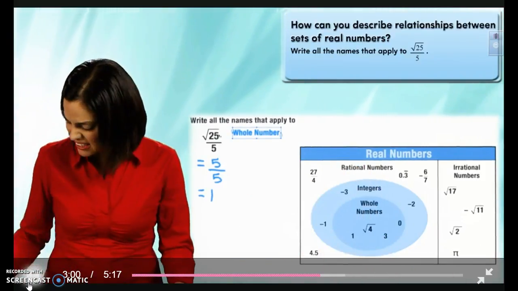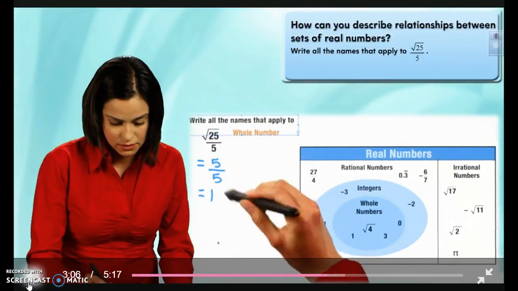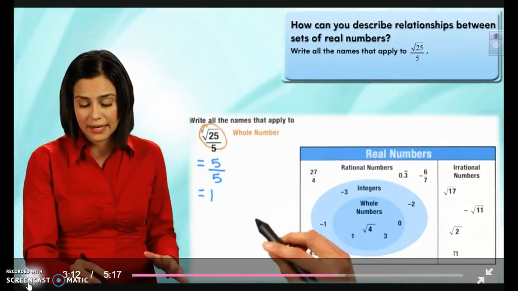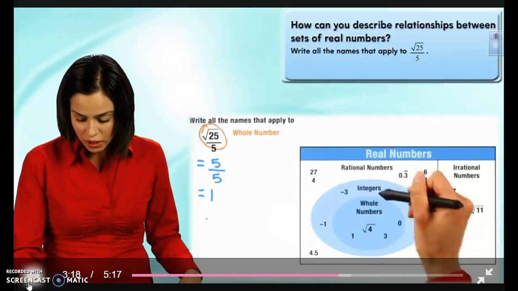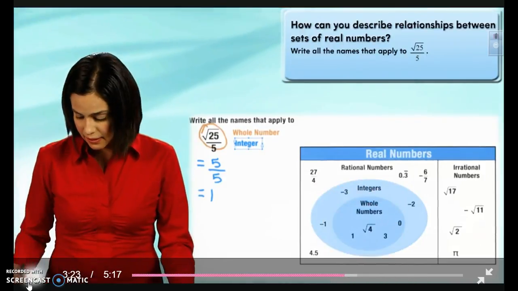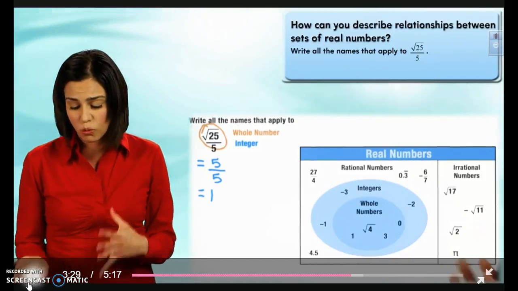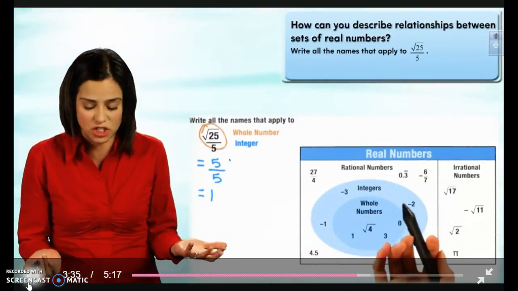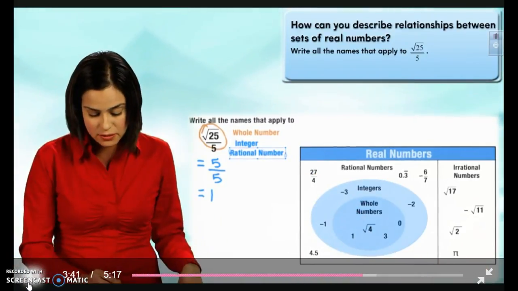But just a reminder, we're really looking at the square root of 25 over 5. So I'll circle that. That's really the number we're looking at. This just helps us determine the name of that number. So we also know it's an integer. And now we have to figure out whether it's rational or irrational. Well, you can see it can be written as a fraction. So we know it's a rational number. And of course, it has to be a real number.